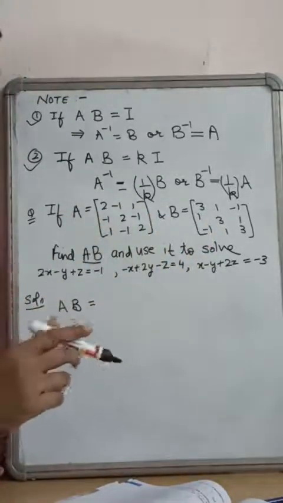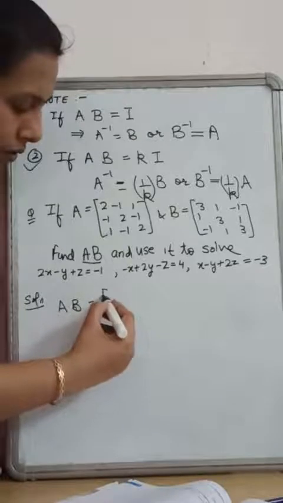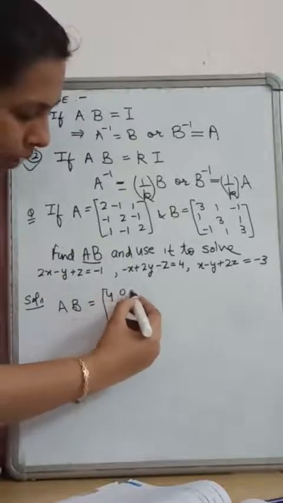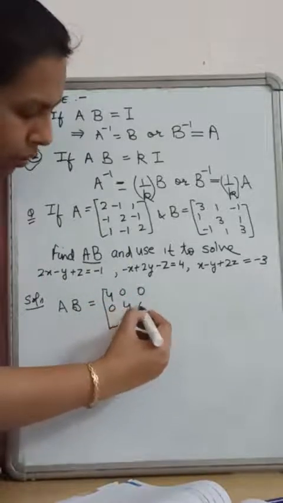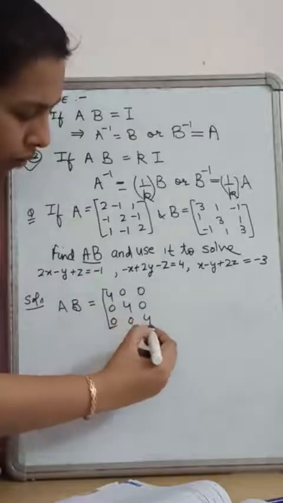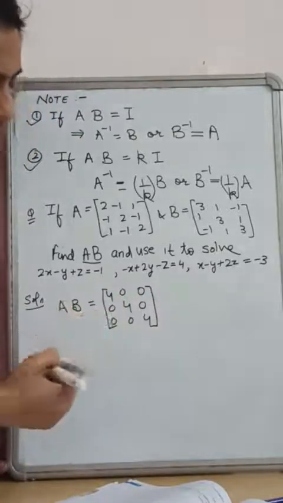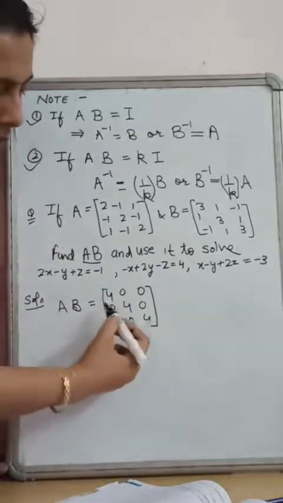I am not doing the multiplication part. I am writing the direct result. When you multiply, you will be getting 400, 040, 004. Now what does this indicate? We can take 4 common for the complete matrix.